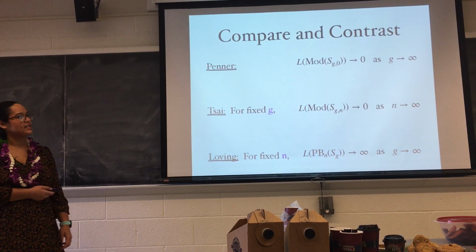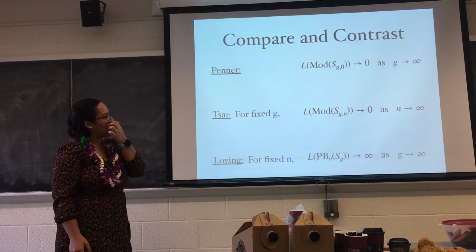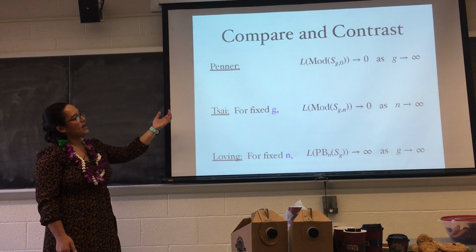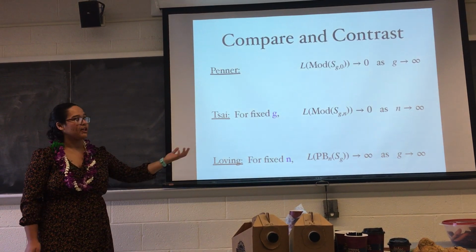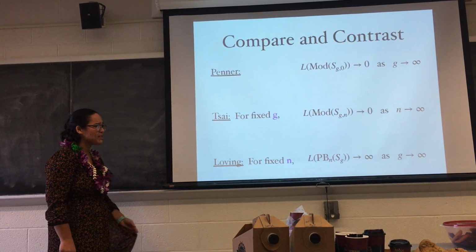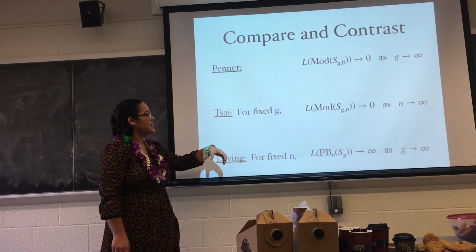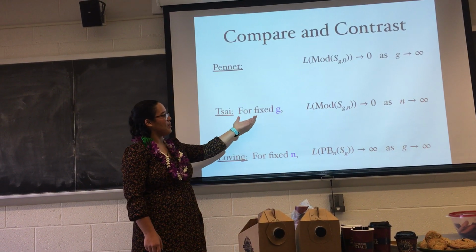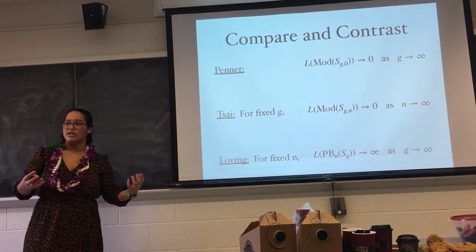So let's see where mine falls in it. So again, here we have for Penner, that the kind of punchline of Penner is that if we look at the least dilatation of the mapping class group of the closed surface, then as g gets really big, our least dilatation can get arbitrarily close to 0. And we have something similar happen in the case of punctured surface for Psi, where here instead of letting g go to infinity, if we fix g and let the number of punctures go to infinity, we again can get our least dilatation arbitrarily small.